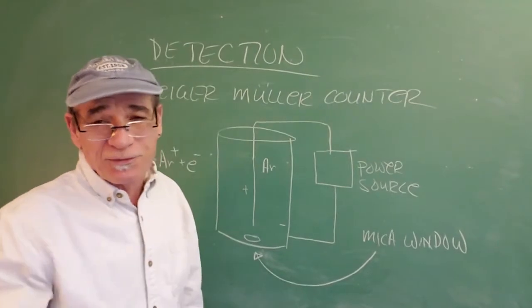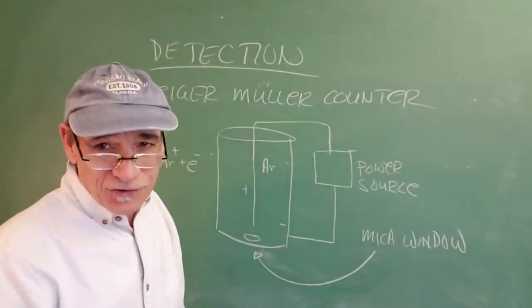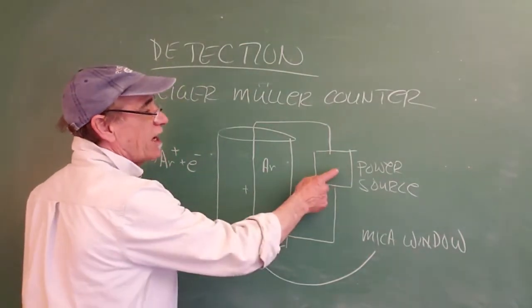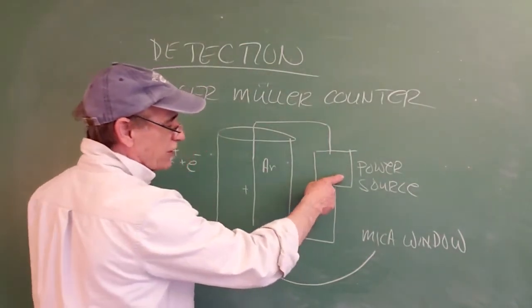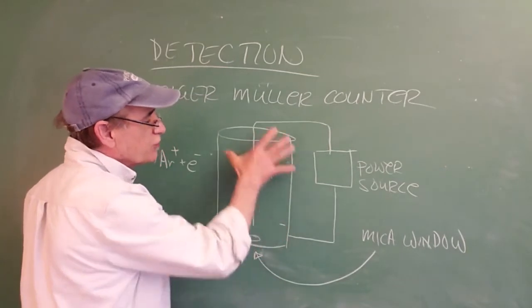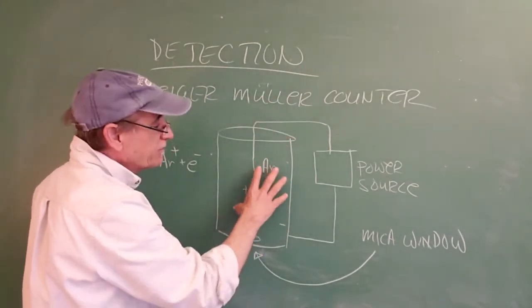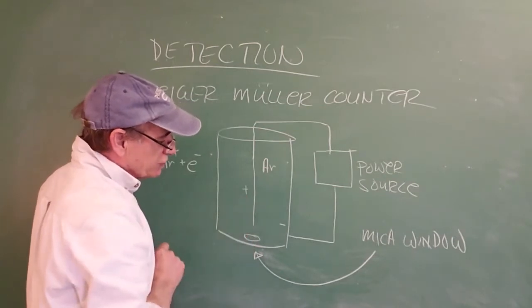Now, a Geiger counter is pretty simple, the way it actually works. It's a can filled with argon gas. There's a high voltage DC power source connected, putting a negative charge on the outer can, with an electrode that goes down into the sealed can filled with argon gas that's positively charged.